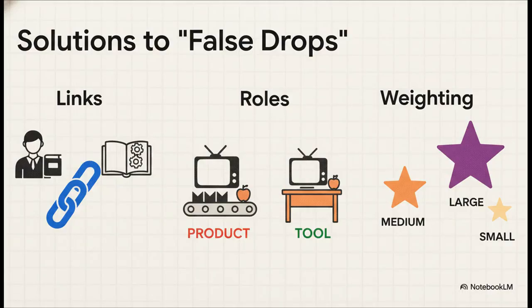So to fix this, indexers had to get really clever. They came up with tricks like links, which were basically codes to tie related terms together. They created roles to say what a word was doing, like is steel the thing being made or the tool used to make something else. And they used weighting to show how important a term was in a document. It was all about trying to stuff that lost context back into the system.